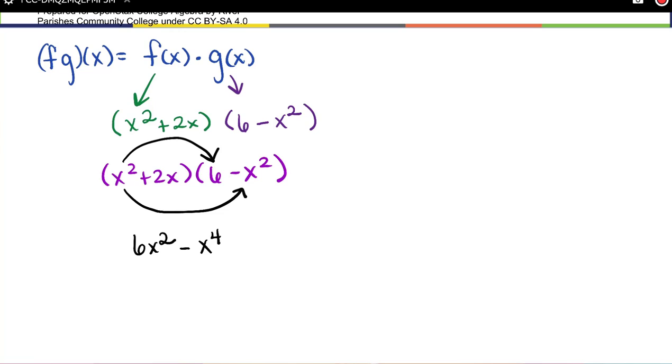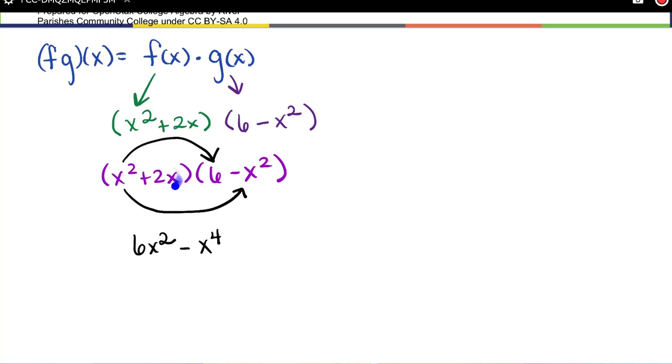You remember, when you multiply variables with exponents, if they have like bases, you add the exponents. That's one of the laws of exponents. Now that I have exhausted the x squared, I've multiplied the x squared times everything over here, times the 6 and times the negative x squared.